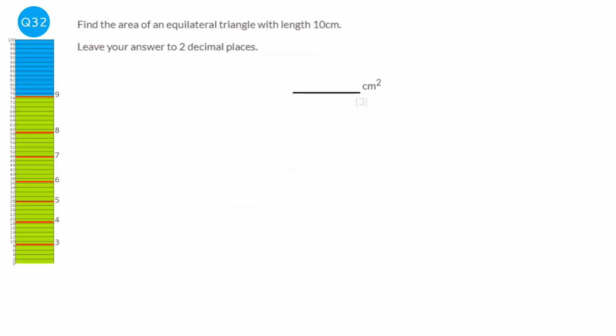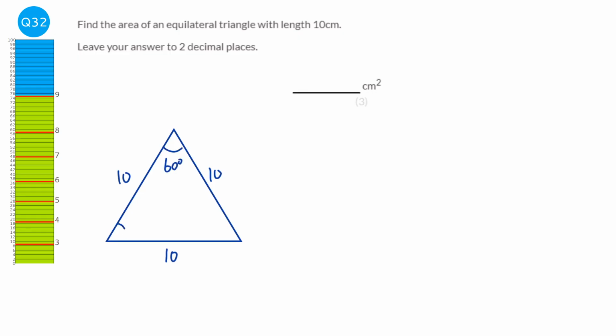In this question, it might be easier just to draw a quick diagram. So let's draw this equilateral triangle, and it says that its lengths are all 10 centimeters. And we're looking to find the area. Now we also know with an equilateral triangle, all the angles are 60 degrees. So we can plot those, but we don't need to plot them all, we can just plot one of them.